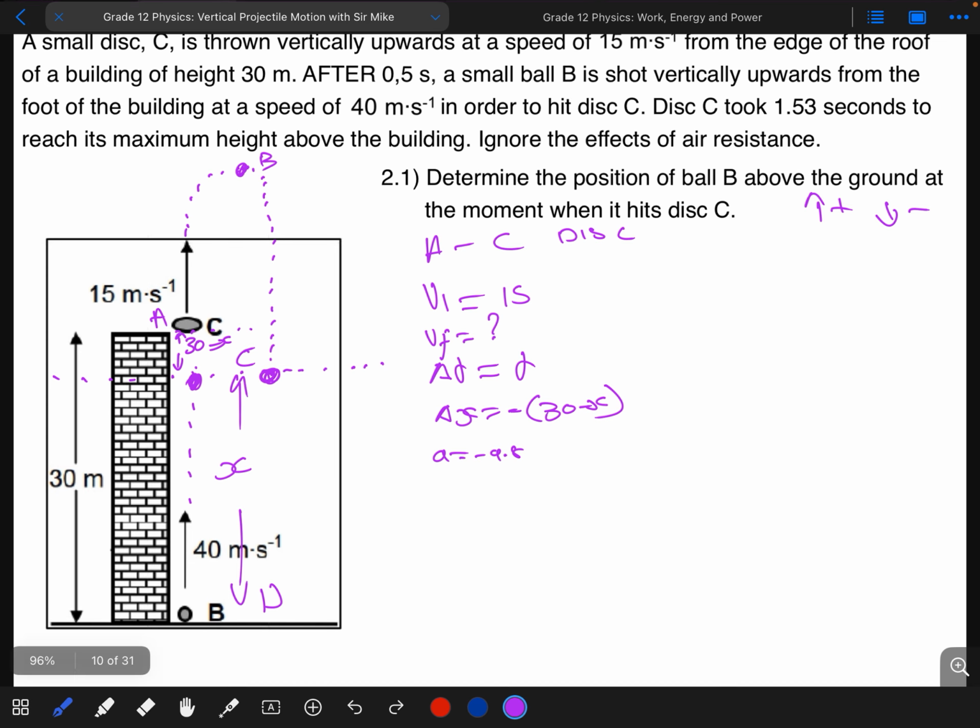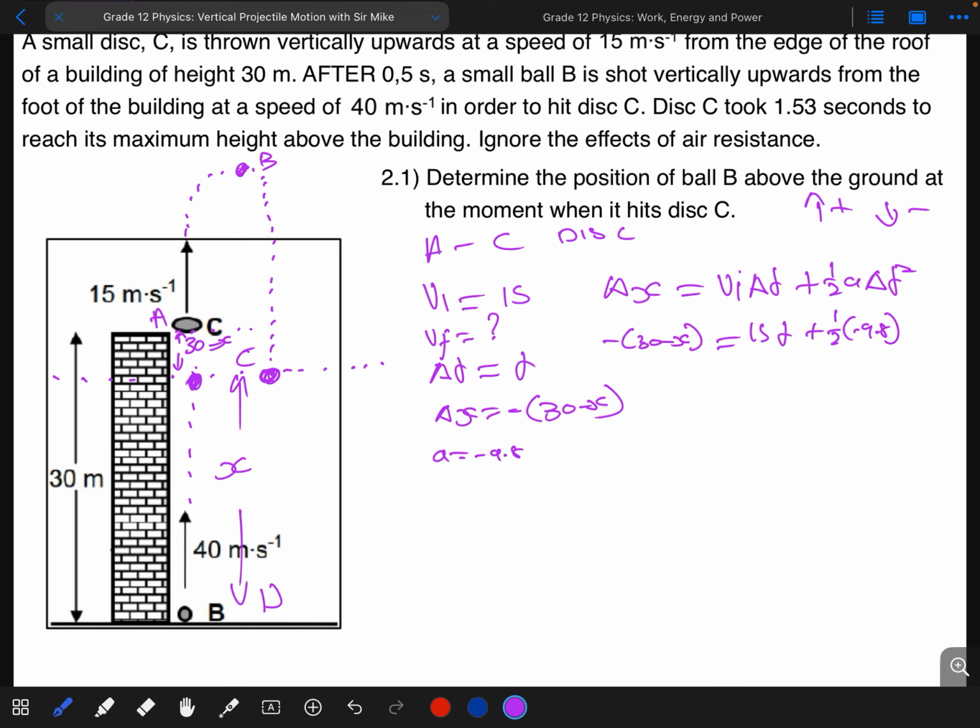So in this case, I'm simply going to choose the formula which says delta x equals vi multiplied by delta t plus half multiplied by a multiplied by t squared. My delta x will simply be negative 30 minus x. So that's 30 minus x equals velocity initial, which is 15, multiplied by t, plus half multiplied by negative 9.8 multiplied by t squared.